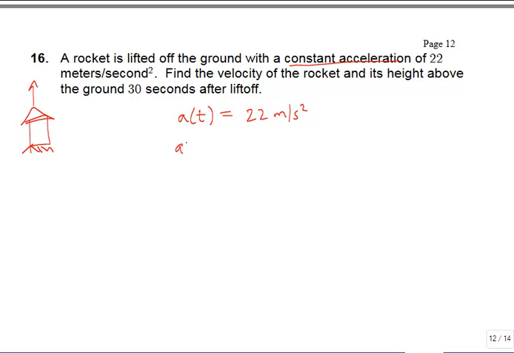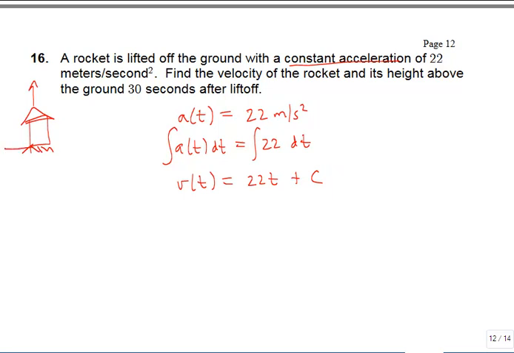If I put some dt's on the side and some integrals in front, what function has as its derivative acceleration? That would be velocity. And the integral of 22 is just 22t plus c. Now to find that c, we're going to need some initial conditions.